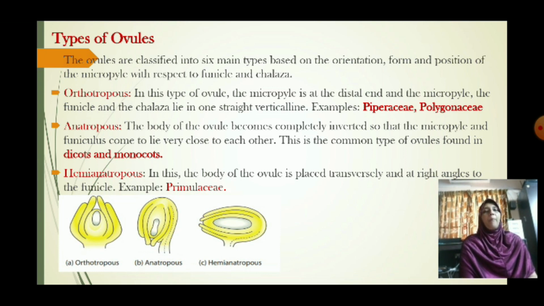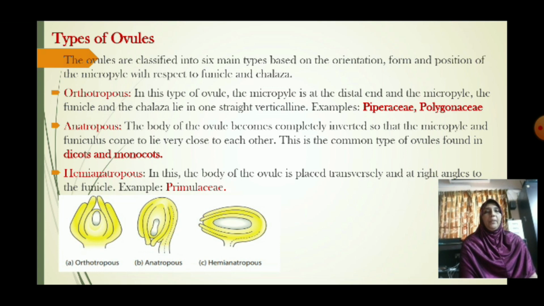Examples are Piperaceae, Polygonaceae. The other type is anatropous. The body of the ovule becomes completely inverted so that the micropyle and the funiculus come to lie very close to each other. This is the common type of ovule found in dicots and monocots. That also you can see in the picture.